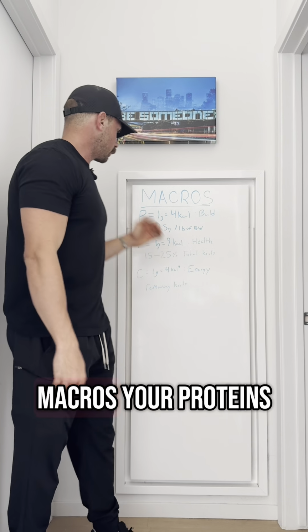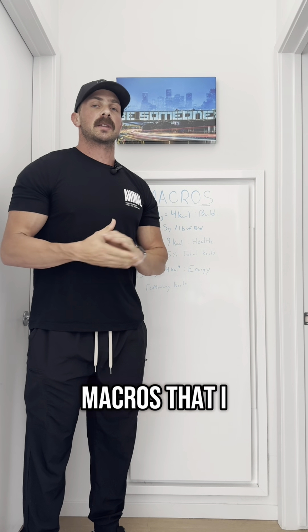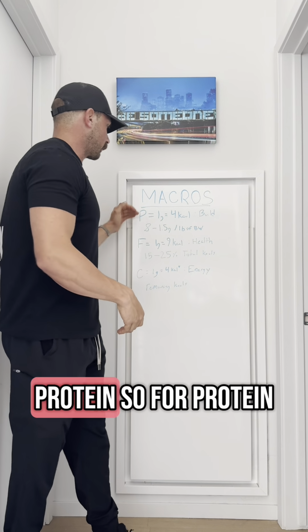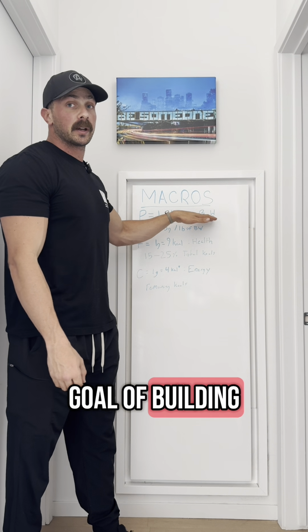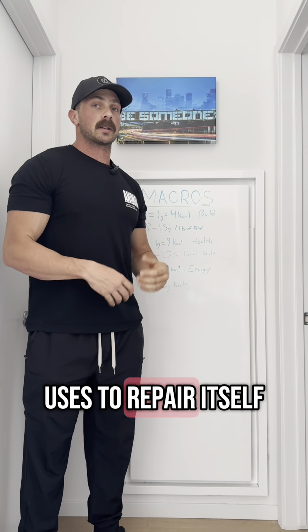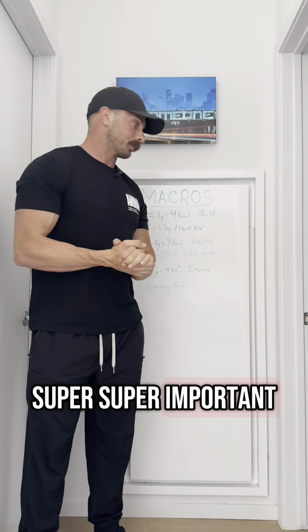So what are macros? You have proteins, fats, and carbohydrates. Those are our three main macronutrients. The first thing with macros that I like to set up is our hierarchy, which would be protein. For protein, every 1 gram gives you 4 calories, with the goal of building. Protein is what our body uses to repair itself, whether it's muscle, skin, organs, all of that. So protein is super, super important.